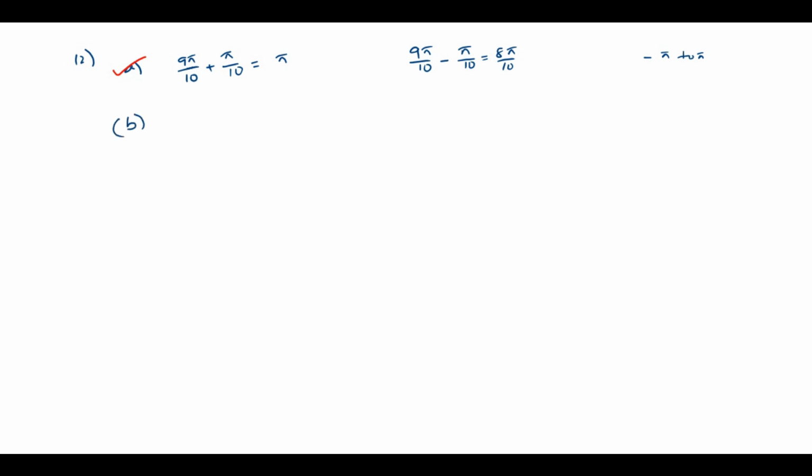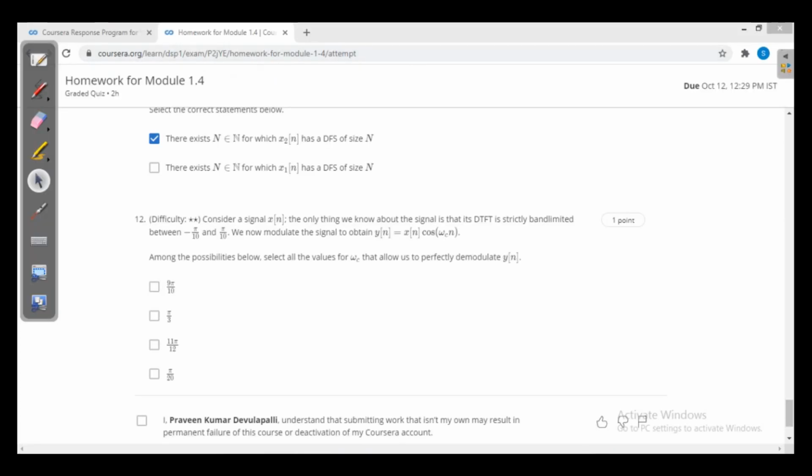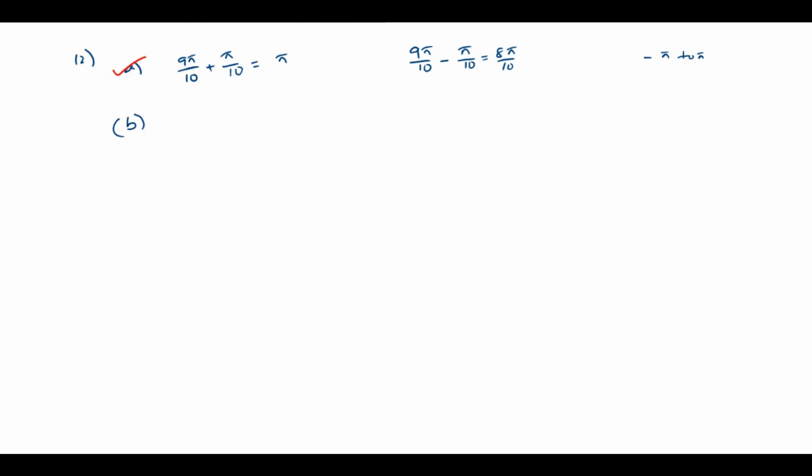Now the second option, pi by 3. That is pi by 3 plus pi by 10, which is simply 13 pi by 30, and next pi by 3 minus pi by 10, which is 7 pi by 30. So this is again in the range minus pi to plus pi, and this is greater than pi by 10, so we can use pi by 3 also as omega c.